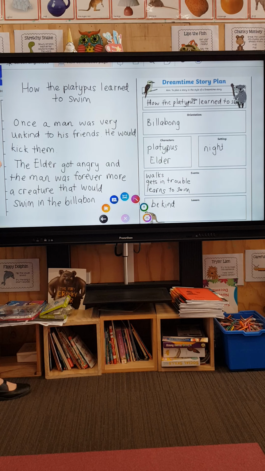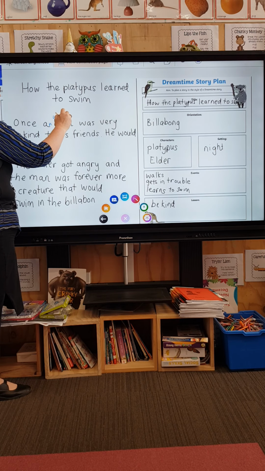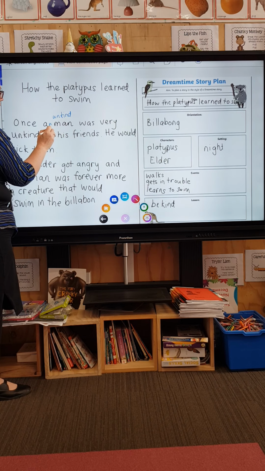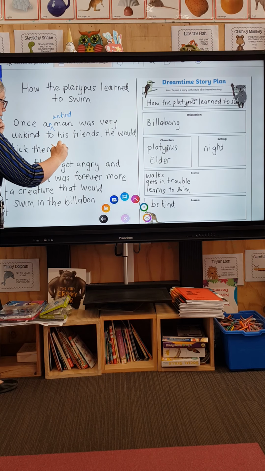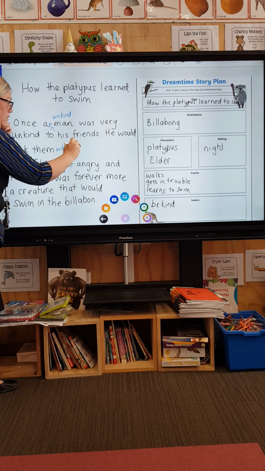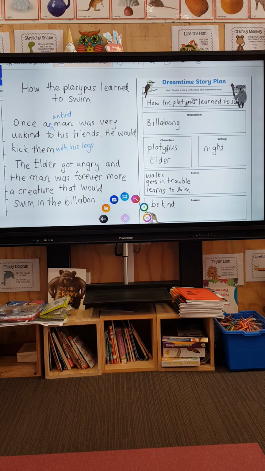What kind of man was Teddy? Once an unkind man. And I use that little tiny carrot we talked about last time around. Was very unkind to his friends. He would kick them with his legs. And of course it would be his legs, wouldn't it? But we could do things like that. We could actually add things. You might not like one part and you want to change it around, but that's part of writing.